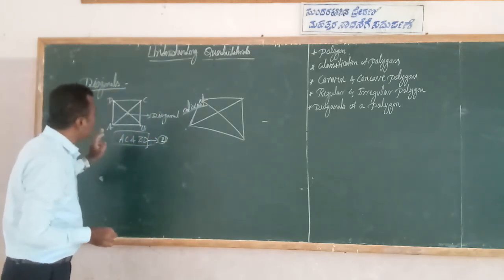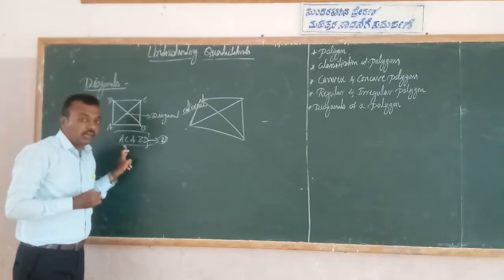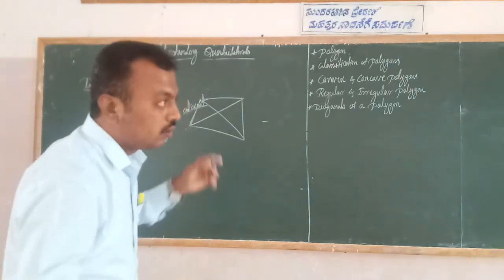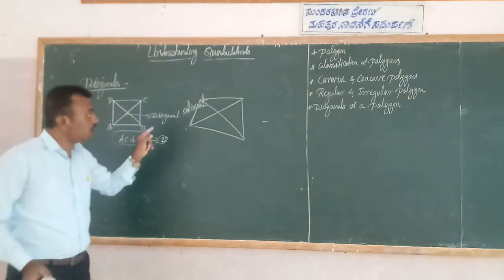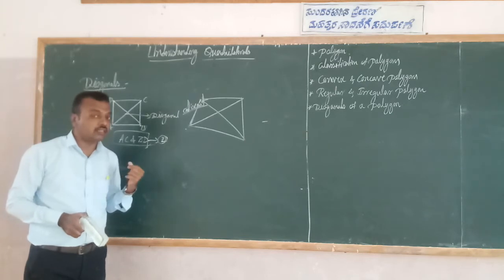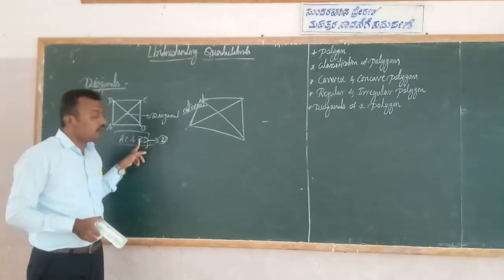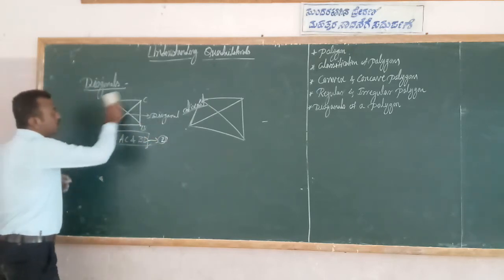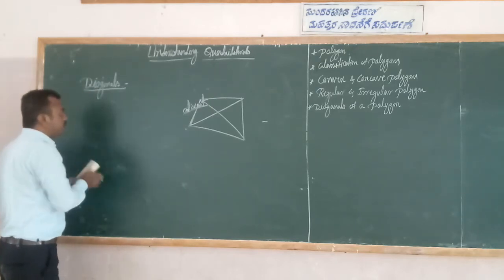So one thing, see, in any quadrilateral, how many diagonals are there? You can draw any quadrilateral, and you can draw the diagonals of this quadrilateral. How many diagonals did you get in the quadrilateral? Only 2. Is it right? We know that already. So next, the pentagon.